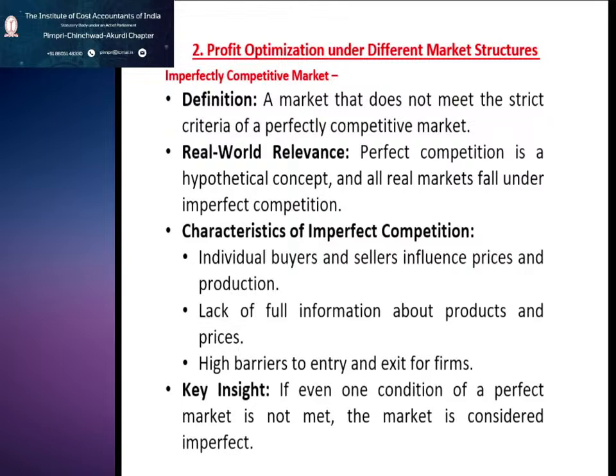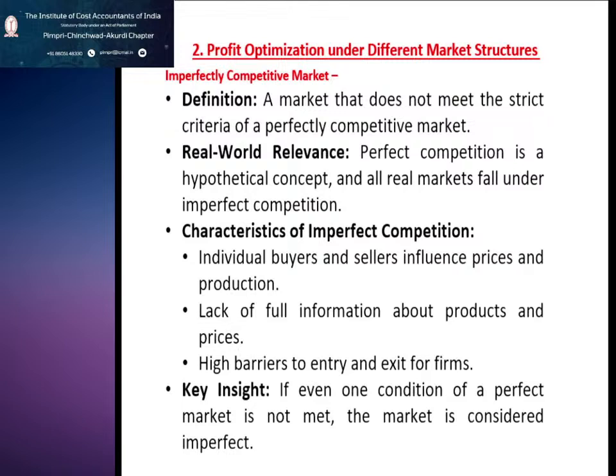Now let's understand the imperfectly competitive market. The definition of imperfectly competitive market, or otherwise called imperfect competition: a market that does not meet the strict criteria of a perfectly competitive market is called an imperfectly competitive market. The real world relevance: perfect competition is a hypothetical concept and all real markets fall under imperfect competition. So in reality, everything is an imperfectly competitive market, because as we saw, perfect competition is a hypothetical concept or an ideal state, and in reality that never happens.